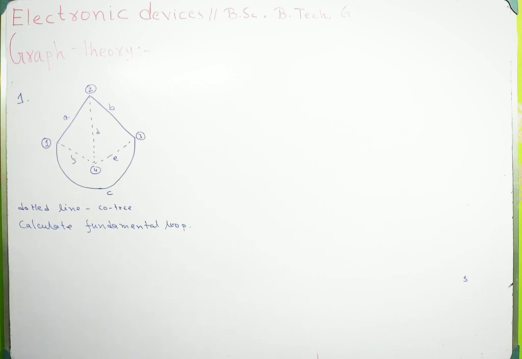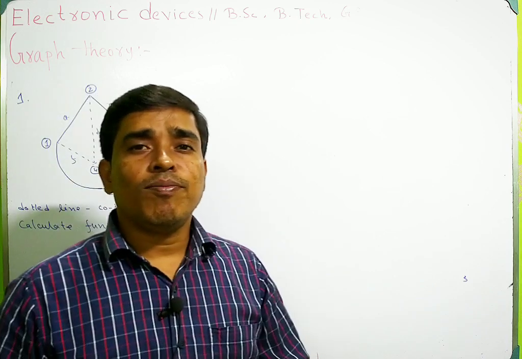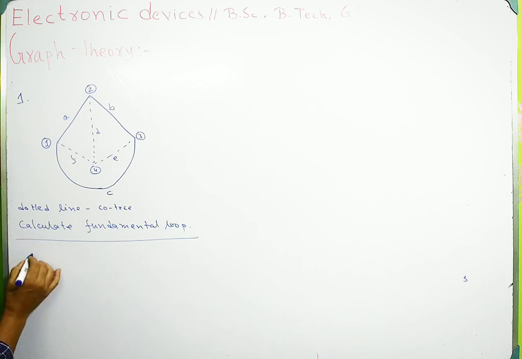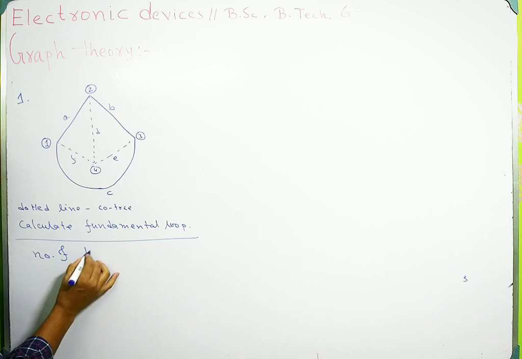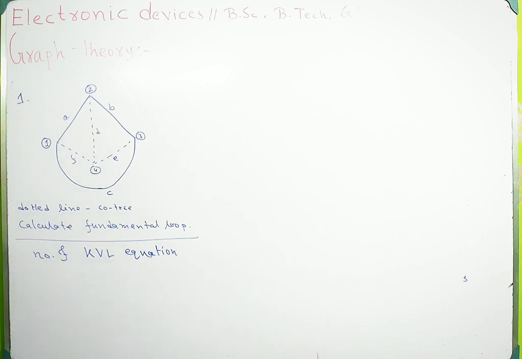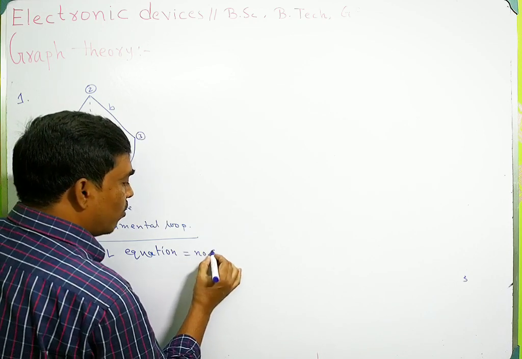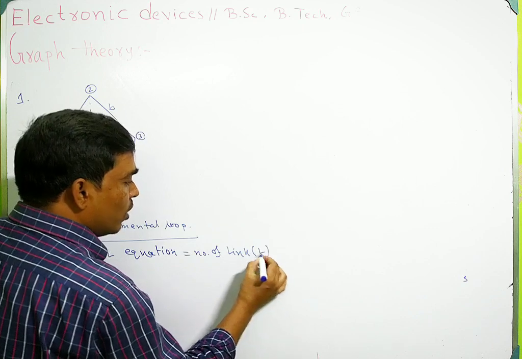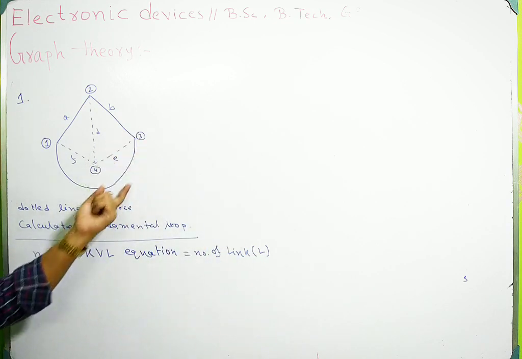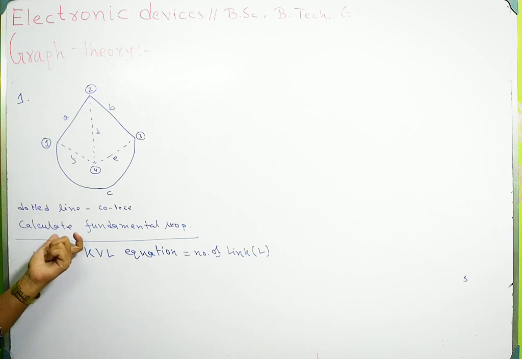So loops will create the number of KVL equations. In this case, to calculate the loops, we should calculate the number of KVL equations. Earlier, we have already discussed that the number of KVL equations must be equal to the number of links. So if I am able to calculate the number of links of this graph, then we will calculate the number of fundamental loops.